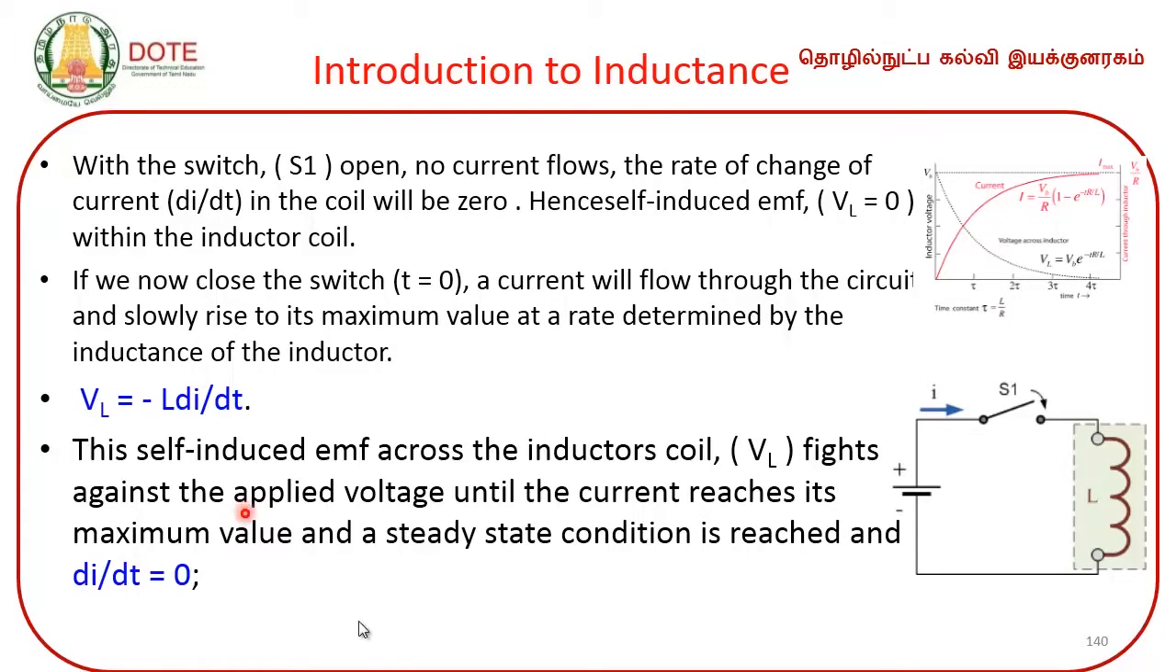So at steady state di by dt is 0. So at steady state the current does not increase anymore, it stops increasing. At steady state di by dt is 0, that is, the rate of change of current is 0, the current is not changing, it reaches its steady value. So what is the voltage drop across the inductor at steady state? At steady state the voltage drop across the inductor is 0. Why? Because substitute di by dt as 0, you get 0.